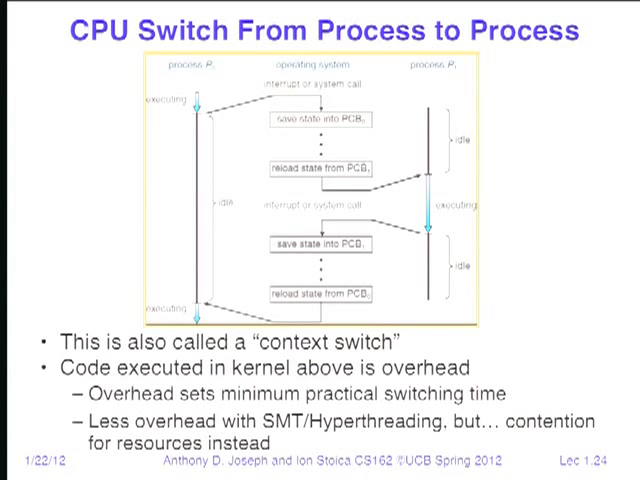Now process 1 executes. Eventually either an interrupt or a system call occurs back into the kernel, which saves the state into the process control block for process 1, does some bookkeeping, reloads the state for process 0 from process control block 0, and then switches back to process 0. This whole operation of going from process 0 to process 1 is a context switch. So there are two context switches that occur here: one from process 0 to process 1, and then one from process 1 back to process 0.